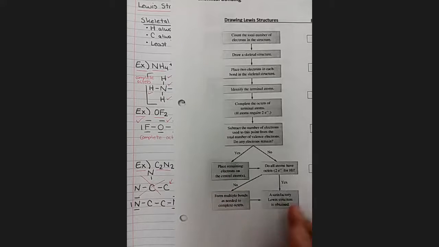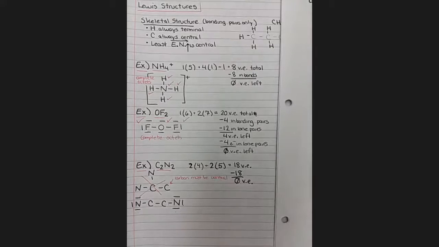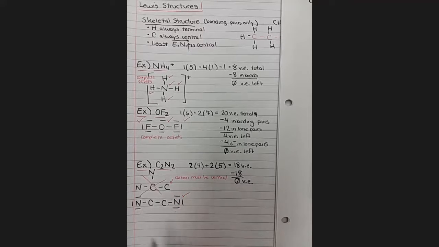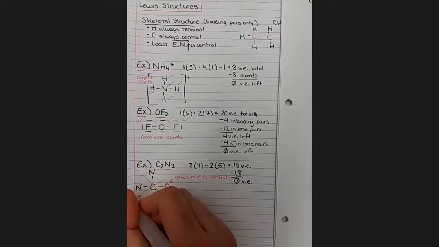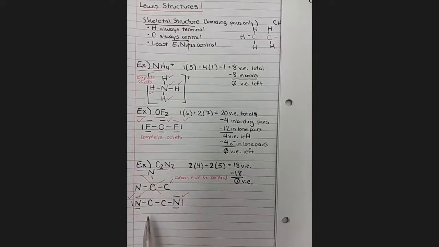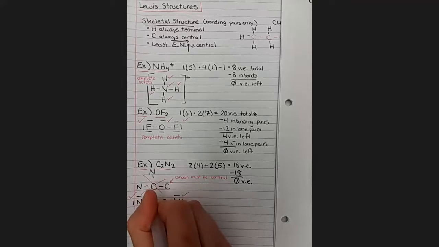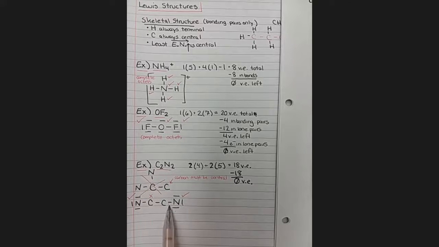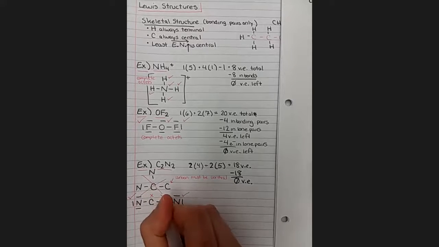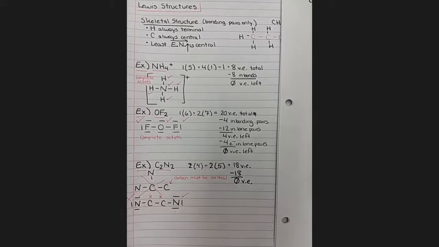So now we check to make sure all the octets are completed. So we'll check the nitrogen on the end first. It's got 1, 2, 3, 4, 5, 6, 7, 8. Complete octet. 2, 4, 6, 8 for the left nitrogen as well. And for the carbon on the left side, it's got 2, 4, and that is not 8. And the other carbon has 2, 4 as well. So we haven't completed the octet for the 2 carbons.